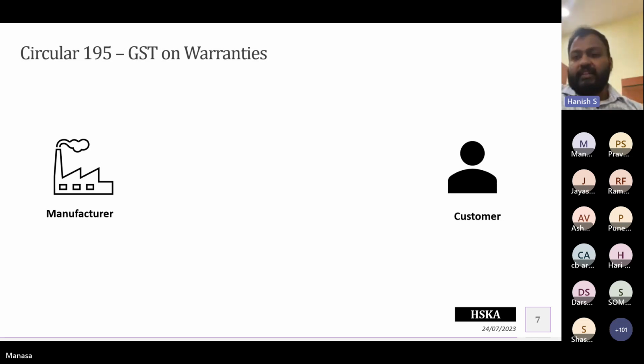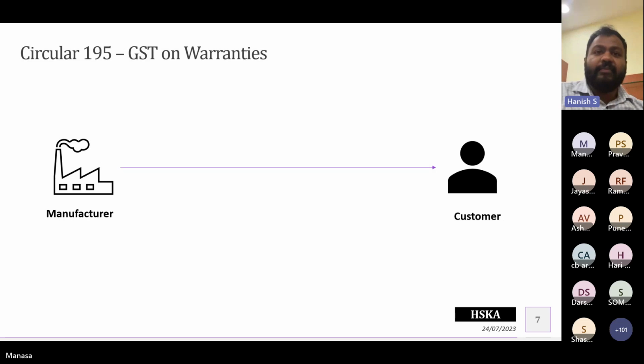Okay, very interesting circular. Circular 195. Now, actually, the GST law is being made using circulars. We don't require GST law now. We require only circulars. We have to read only circulars. So what it is trying to say is that if there are any warranty supplies being made to the customer, then those can be made by the manufacturer or by the distributor. So there can be somebody in between in the supply chain, or there can be directly a manufacturer who is sending the warranty supplies to the customer.